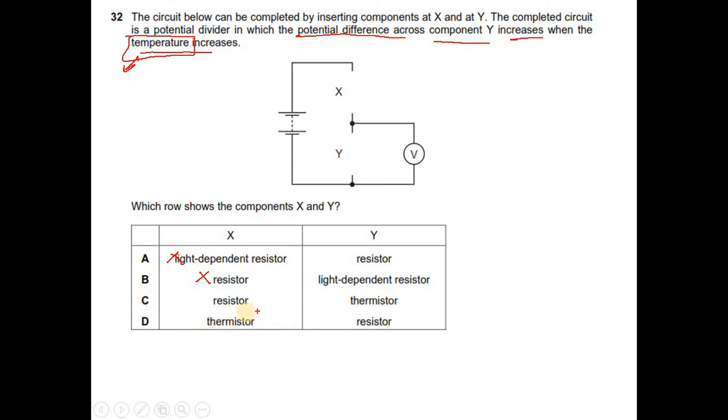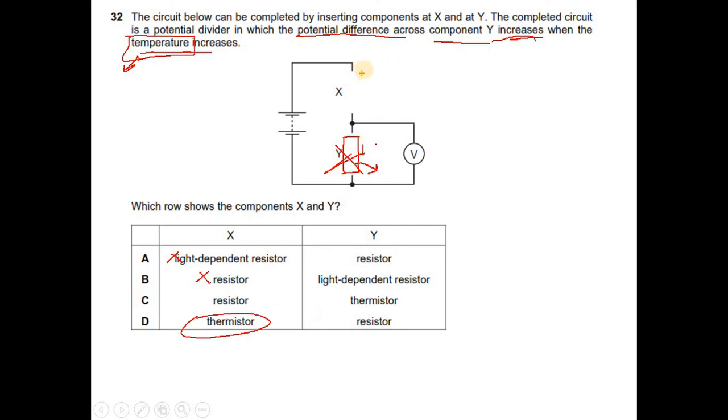Now what if we are using the thermistor at Y? If I use the thermistor at Y, like option C, then what happens? If you increase the temperature, then the resistance of the thermistor must decrease, due to which the potential difference V should be decreasing. While in the condition they are saying the potential difference of component Y should increase with the increase of temperature. That means this is the wrong position of the thermistor. So the thermistor should be attached at X.